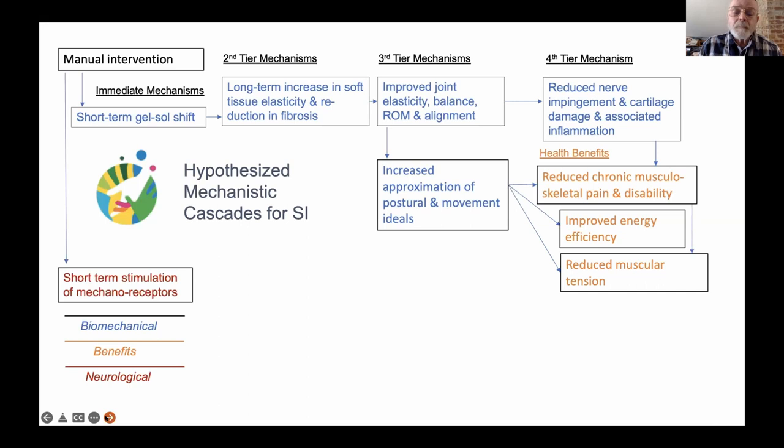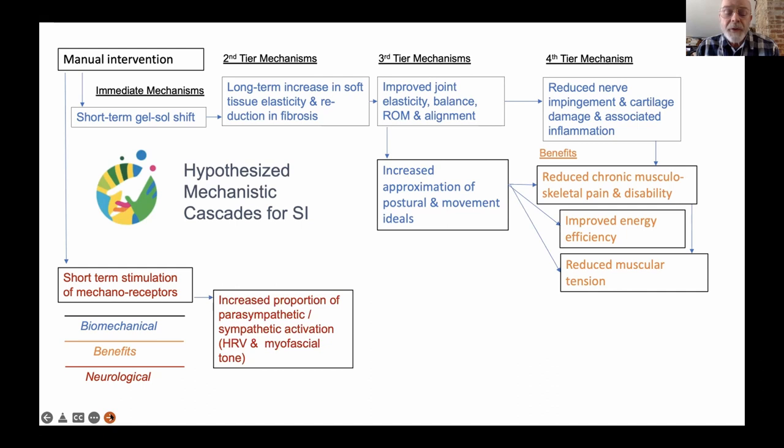Now, the blue are biomechanical mechanisms you see in the legend here at the lower left-hand corner. I'm going to talk about some neurological mechanisms. Manual intervention, now this is currently Robert Schleip has written a lot about this. It's confirmed by the anatomists that there are a lot of nerve endings in fascia. Most of them are mechanoreceptors. That is, they respond to mechanical pressure.